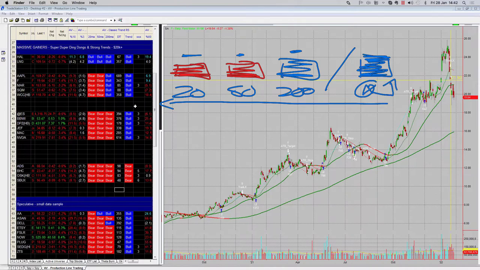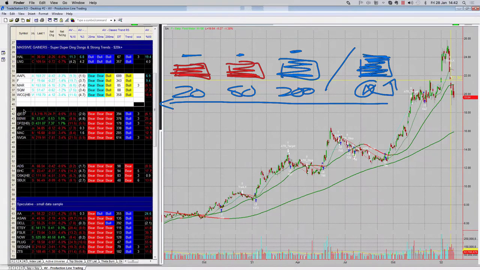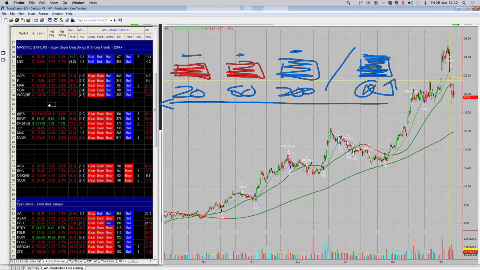Anyway, so how do we scan? So this is the thing that means that I don't need to worry about flicking through chart after chart. Again, we're not looking at a chart yet.